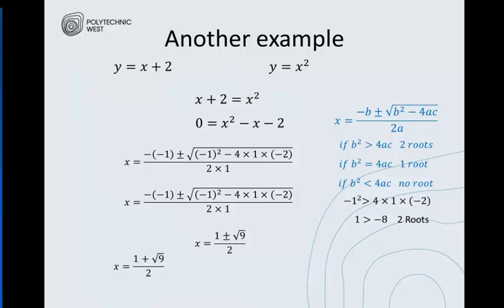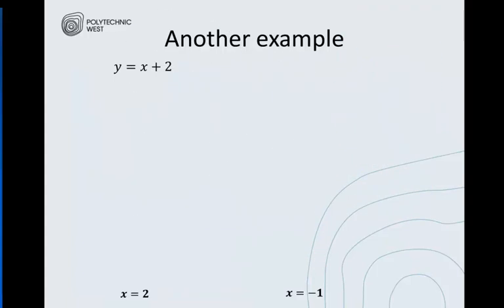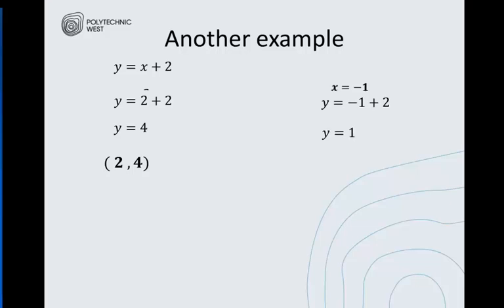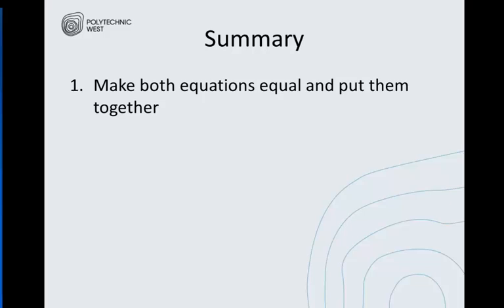So I'll take the 1 plus square root of 9, and it comes out as 2, and 1 minus square root of 9, and that comes out as -1. So the two x coordinates are 2 and -1. Now I'll find the y coordinates. I'll use the linear equation again, plumb in the 2, and I end up with y equals 4. So the first point is 2, 4. Plumb in the -1, and I end up with y equals 1. So the second point is -1, 1, which was the same as what I found on the graph.